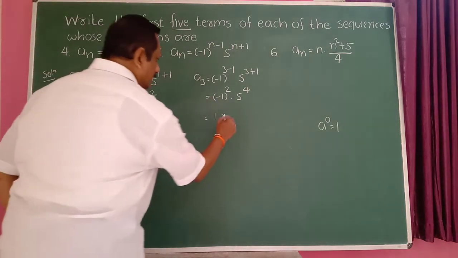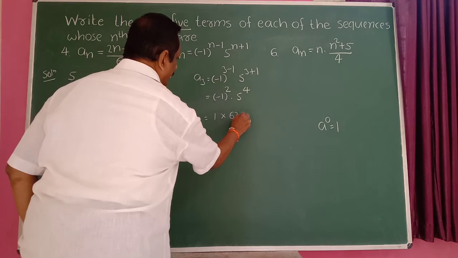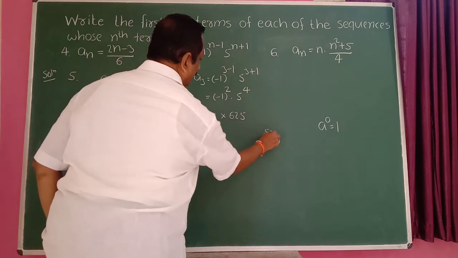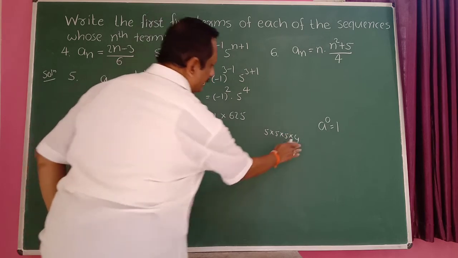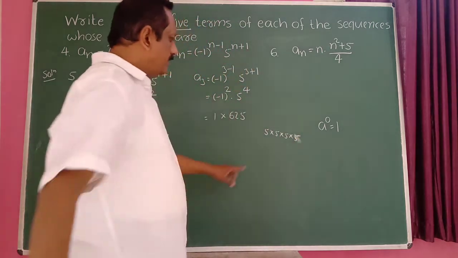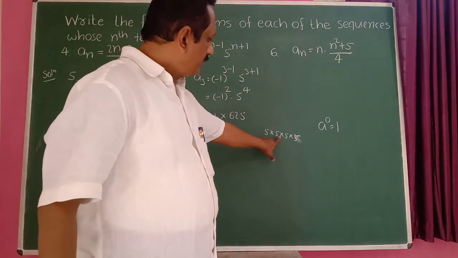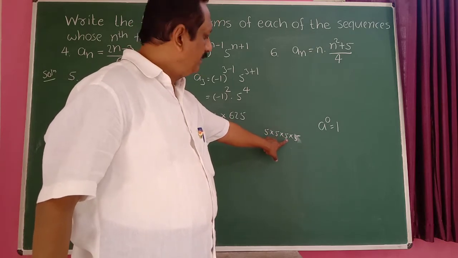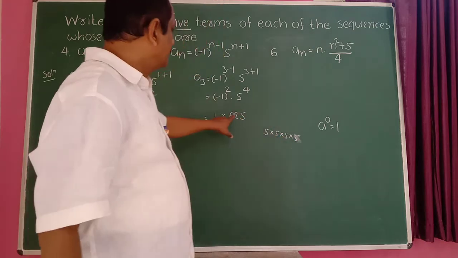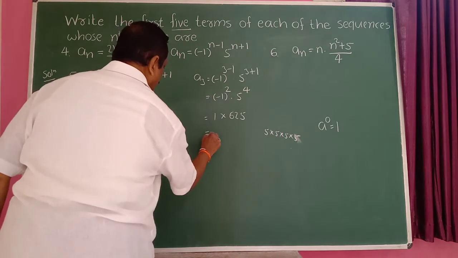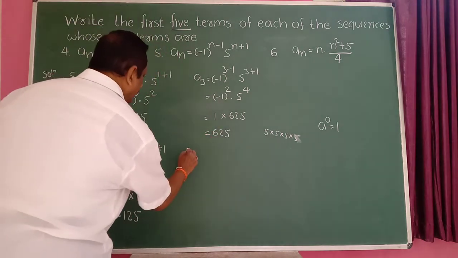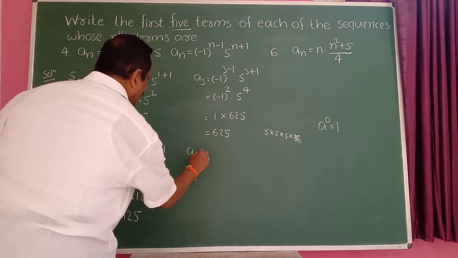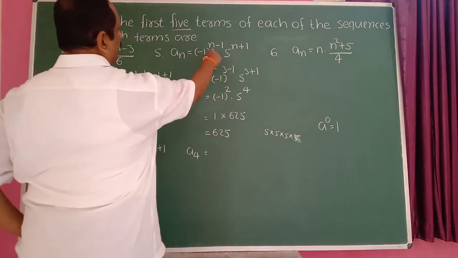5 raised to 4 is 625. So 5 into 5 into 5 into 5, 4 times. 5 5s are 25, 25 5s are 125, 125 5s become 625. So this is equal to 625. Then a4 is equal to, put n value 4 here.